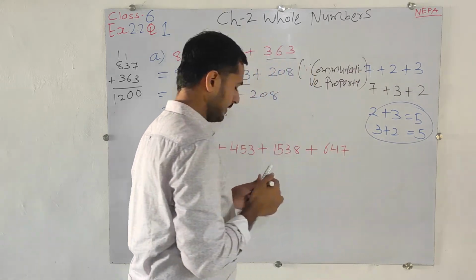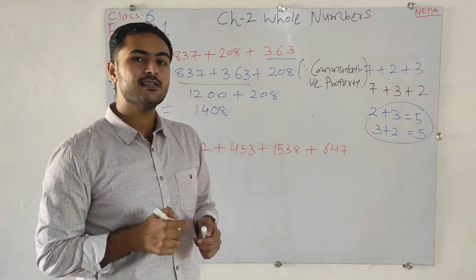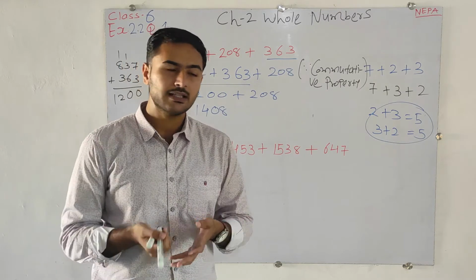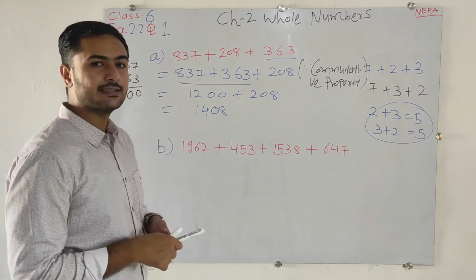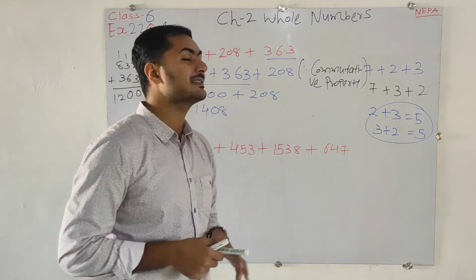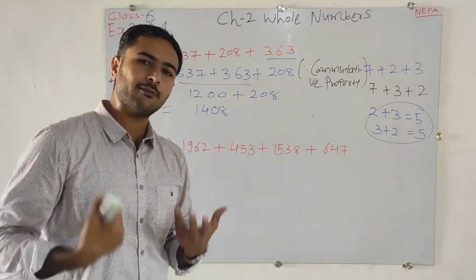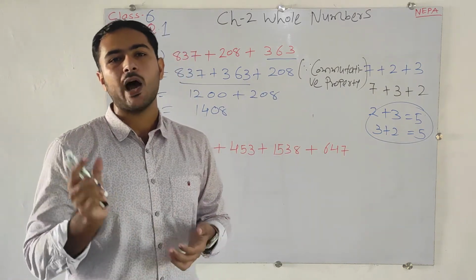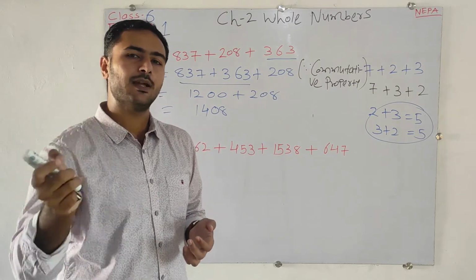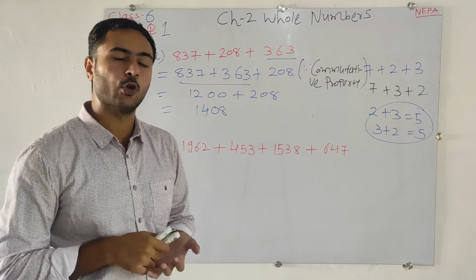Okay, so this is how we can do the addition with the help of rearrangement of the numbers. Now the next one, that is 1962 plus 453 plus 1538 plus 647. Again the same thing, we'll identify how we can get the sum 10, or at the unit place how can we get the answer 0.